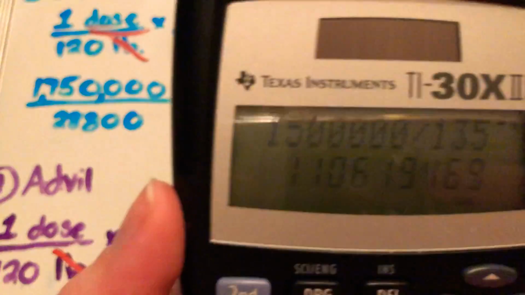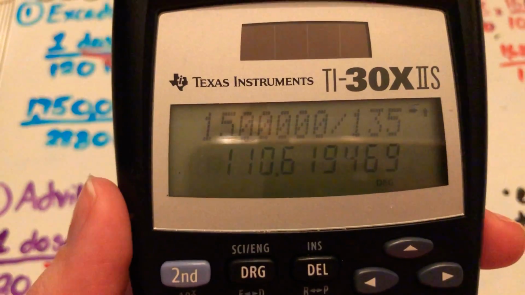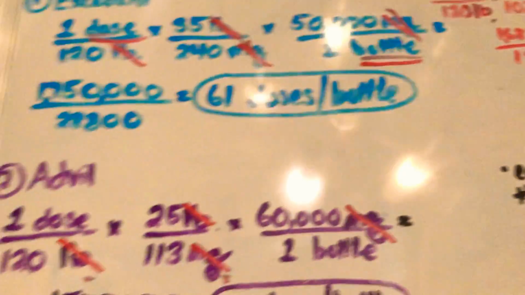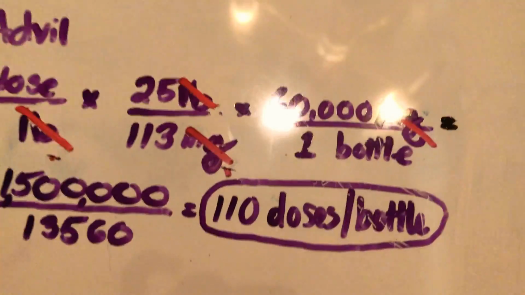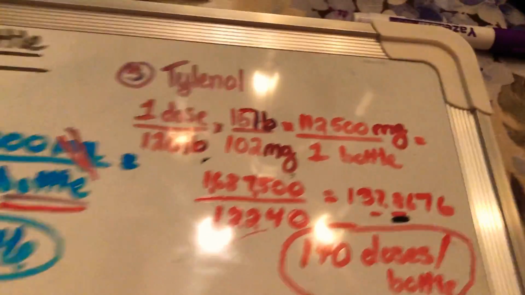When we round to 2 sig figs, yeah, this is what we want because the 0 doesn't count. That's exactly what we want. 110 doses per bottle. Okay, this one I already have.